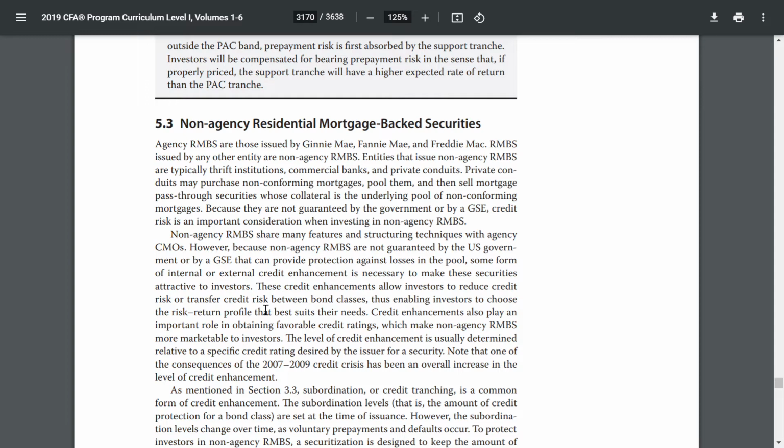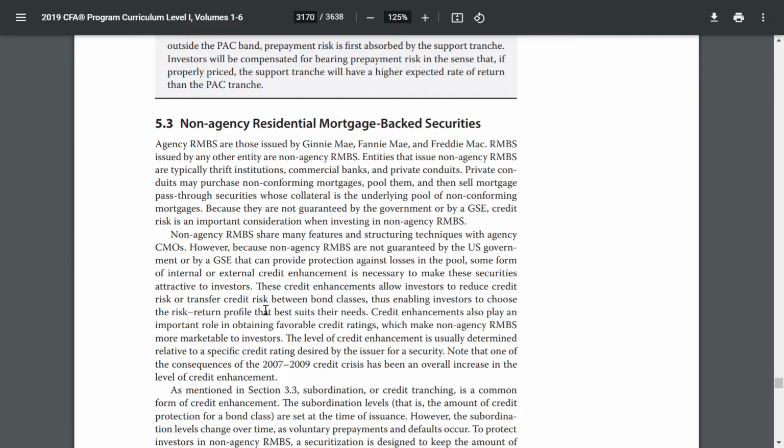The credit risk is an important consideration when investing in non-agency RMBS. Non-agency RMBS share many features and structuring techniques with agency CMOs. However, because non-agency RMBS are not guaranteed by the U.S.